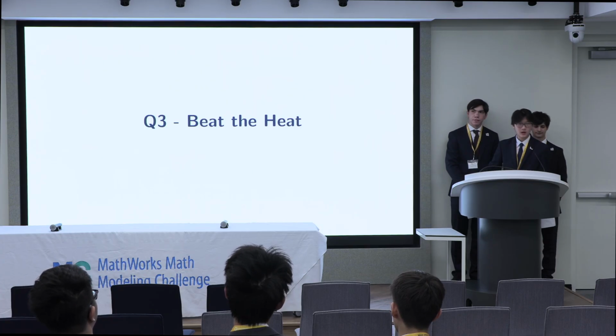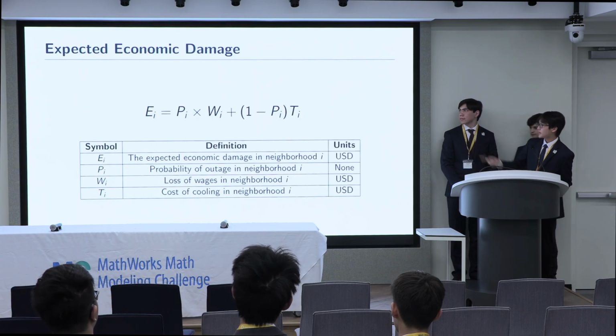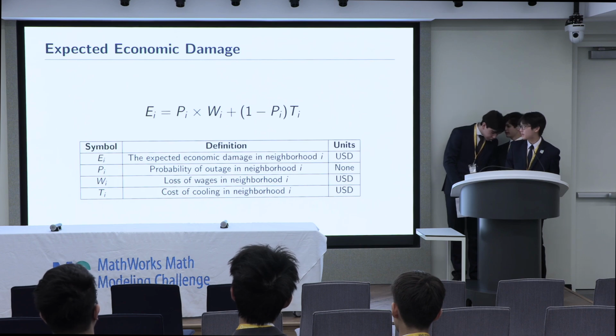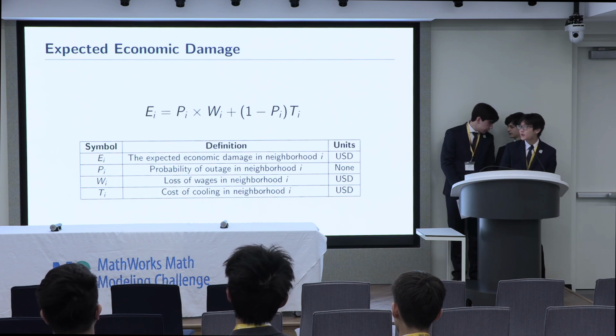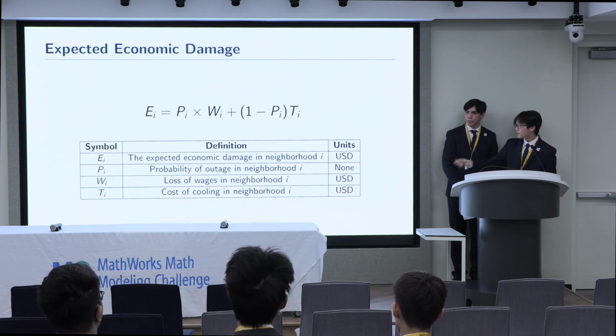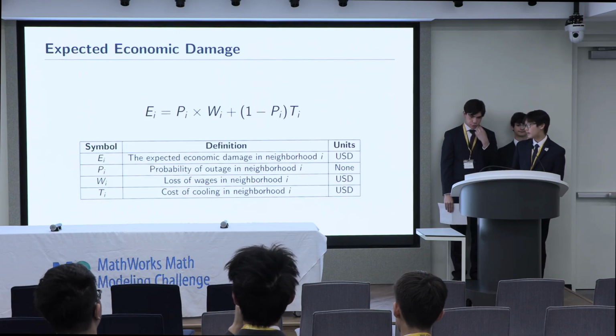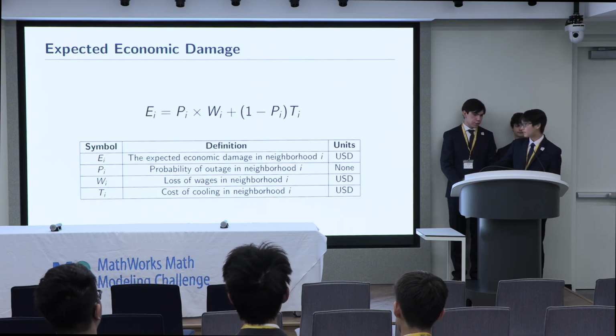Question 3 tasks us with coming up with a vulnerability metric for neighborhoods in Memphis, Tennessee. The metric that we decided to go with was expected economic damage. Simply put, the expected economic damage of a neighborhood is the expected damage that a neighborhood would incur given a heat wave. We consider both the probability of a power outage as well as if a power outage doesn't actually happen. We later determined this to be dependent on certain grid features that we find.